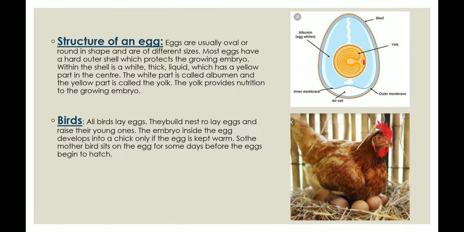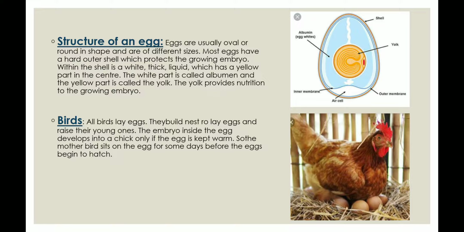So the yolk provides nutrition to the growing embryo. That yellow part of the egg provides all the food, all the nutrition that is required for the embryo, or the baby, to grow inside the egg. So remember that the white part of the egg is called the albumin, and the yellow part of the egg that is in the center is called the yolk. And what does the yolk do? The yolk provides nutrition, it provides food for the embryo to be able to grow, to be able to fully develop inside the egg.